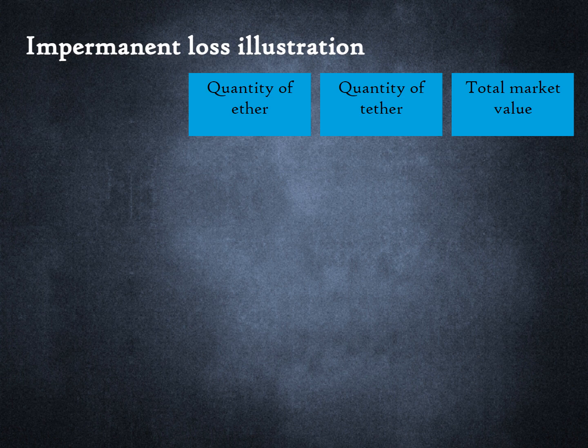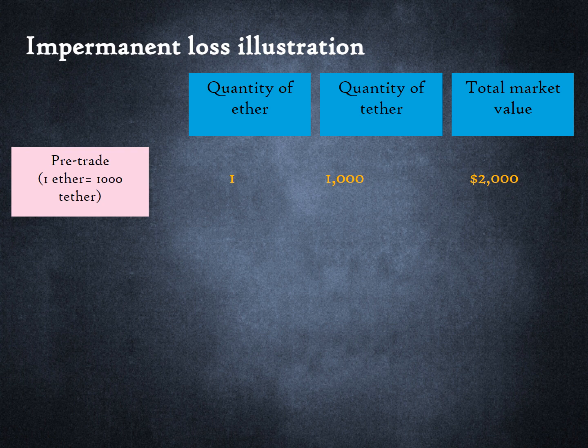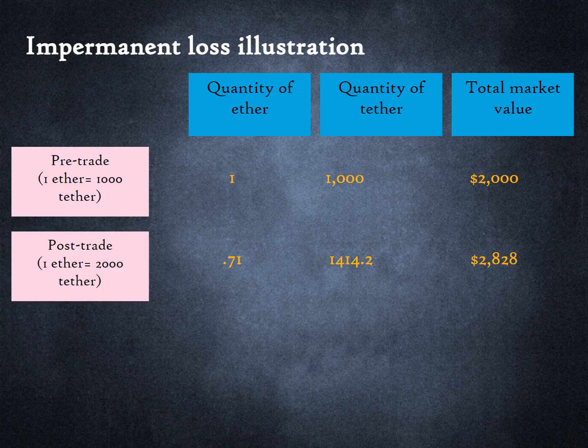Let us compare 3 values. The market value of 1 Tether remains $1 across the 3 scenarios. In the beginning, the market value of Alice's tokens was $2,000. Post-trade, it increased to $2,828.